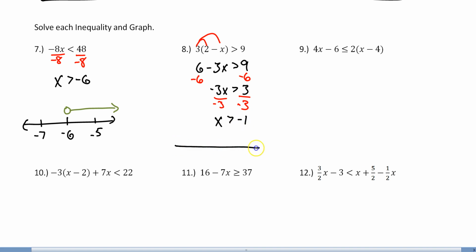All right? And so again, when I graph this, I've got -1, 0 would be here, -2 would be over here. There's no equal to condition, so I'm going to use an open dot, and I'm shading to the right because it's greater than.